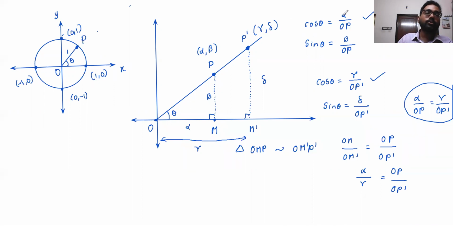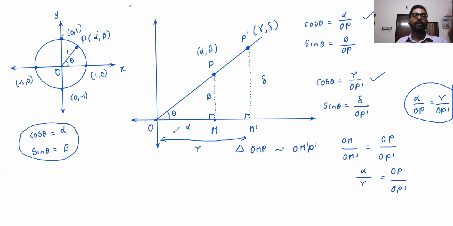OP is 1 unit. So suppose the coordinates of P are alpha, beta, so we can simply write cos theta is equal to alpha upon 1. Since this radius is 1, we don't have to worry about it. So cos theta is alpha, and sin theta is going to be beta. From this, we can find all the values, right? Whatever theta you tell me, the exact value we may not be able to find, but we can find an approximate value.